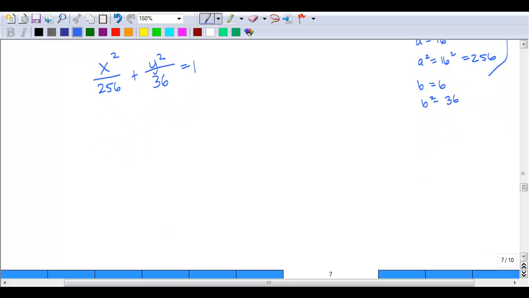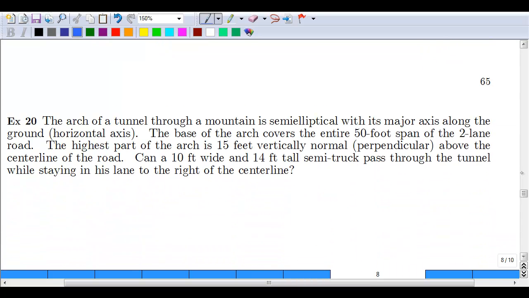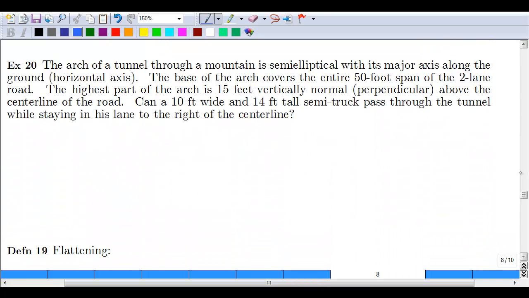So let's take a look at an application. The arch of a tunnel through a mountain is semi-elliptical, meaning it's half an ellipse, with a major axis along the ground, so the horizontal axis. The base of the arch covers the entire 50-foot span of the 2-lane road. The highest part of the arch is 15 feet vertically normal, so perpendicular, above the center line of the road. Normal and perpendicular are synonymous in this case.